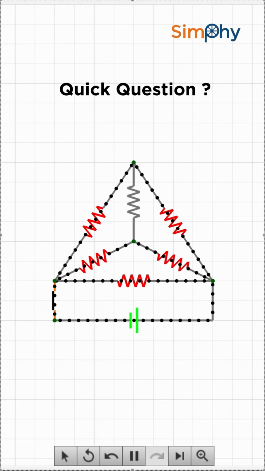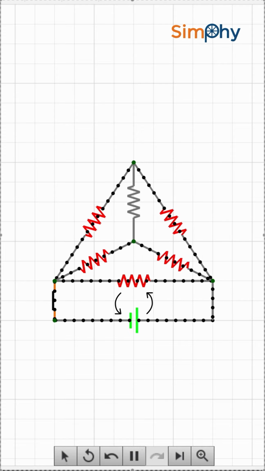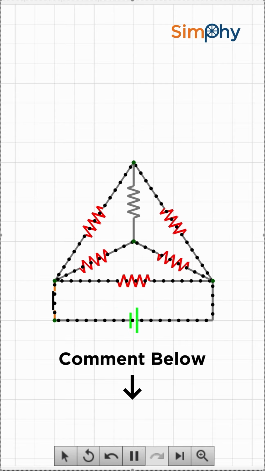Quick question. If we swap the lower resistor and the battery, would anything change? Let us know in the comment box.